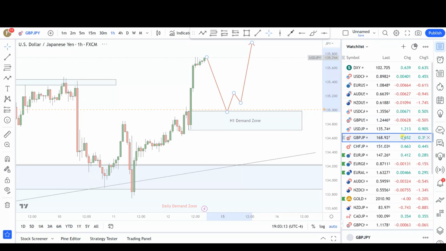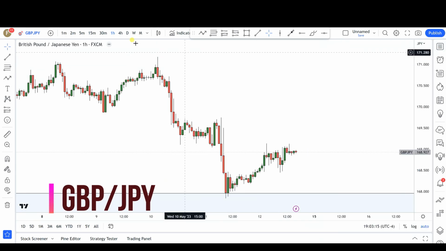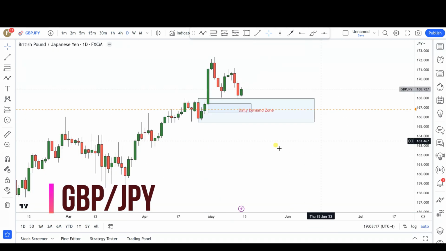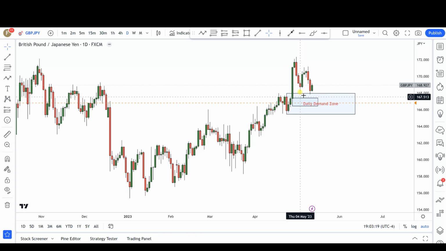Next up is going to be British pound Japanese yen. Now again, this particular pair, the market's just pretty much tapped the top of this particular demand zone. You can see obviously this is a demand zone that led to the break of this level of structure that we have in this area. Okay, so you notice that the market's just tapped the top of that particular demand zone, and from there the market is now pushing to the upside.